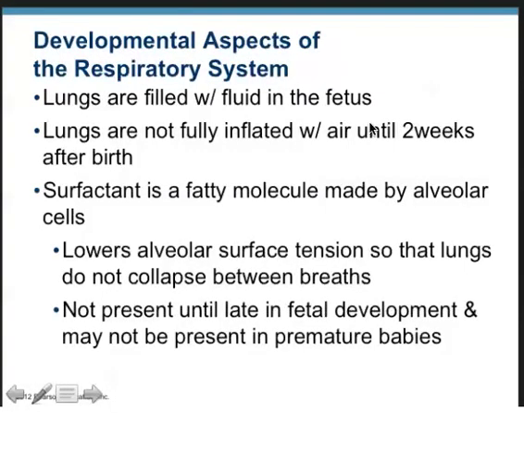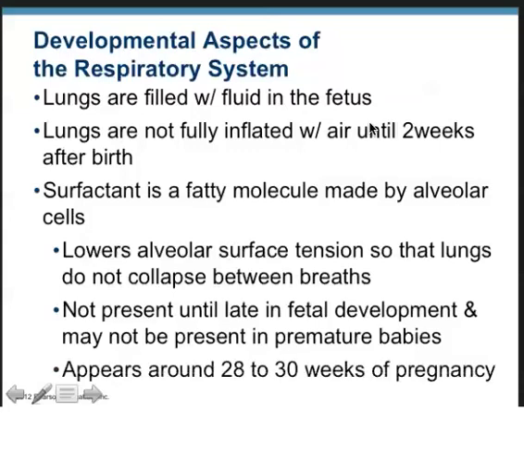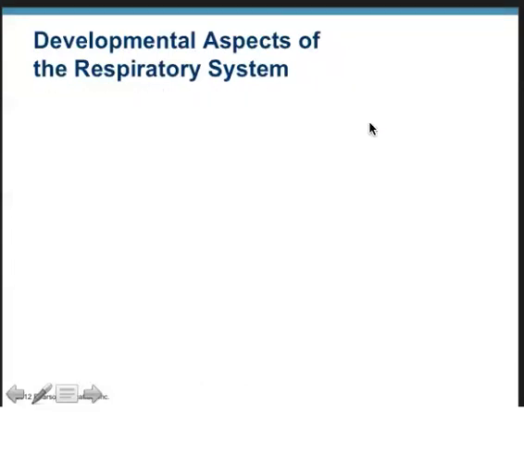It's not present in significant amounts until late in fetal development, and in premature babies we often have to give exogenous surfactant through an inhaler in order for them to breathe properly, because again we don't have adequate production of this detergent component in the lungs so that breathing can occur without assistance. It generally appears in a normal pregnancy between 28 and 30 weeks. And obviously, by the time the baby's born, there's sufficient surfactant in the lungs that normal breathing can continue unabated.